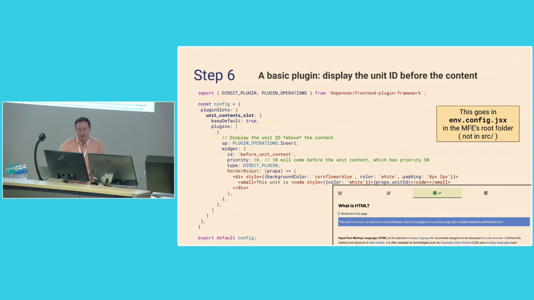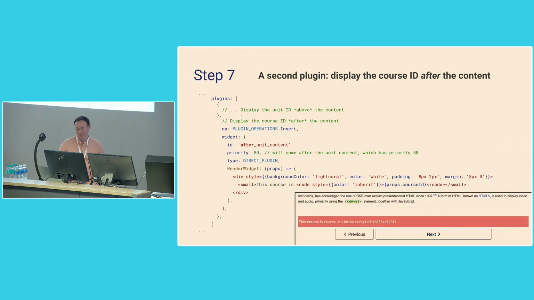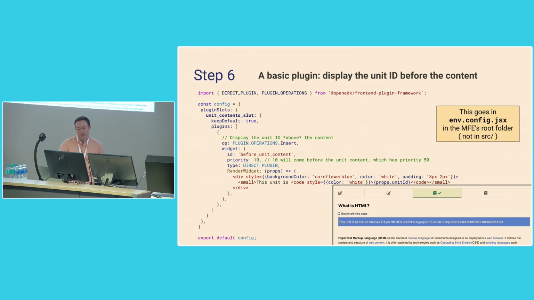Then, as we'll see, the priority is important. Something to know is that the default contents has a priority of 50, and the higher the priority, the lower it will be in the list. So if you want it to come before the unit, give it a priority like 10, anything lower than 50, and it will come before the unit. In the next example, if you give a priority of 80, it will come after the unit. The actual number doesn't matter, but if you have multiple plugins in the slot, you can use the priority to set the order that they appear. This is also how you choose if it's coming before or after the default contents.